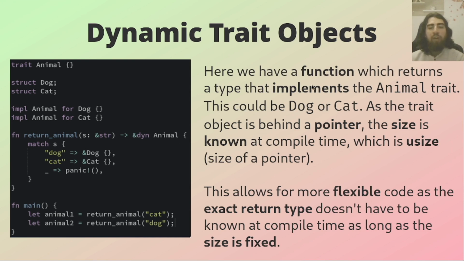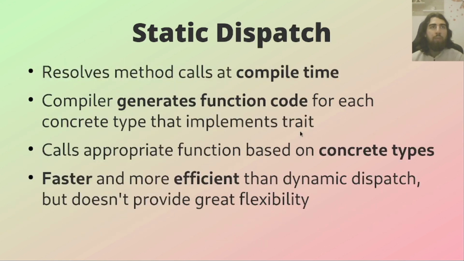So again, here we have a function which returns a type that implements the animal trait. This could be dog or cat. As the trait object is behind a pointer, the size is known at compile time, which is usize, the size of a pointer. This allows for more flexible code, as the exact return type doesn't have to be known at compile time as long as the size is fixed. So we don't care anymore about the size of dog and cat because they are behind a pointer.